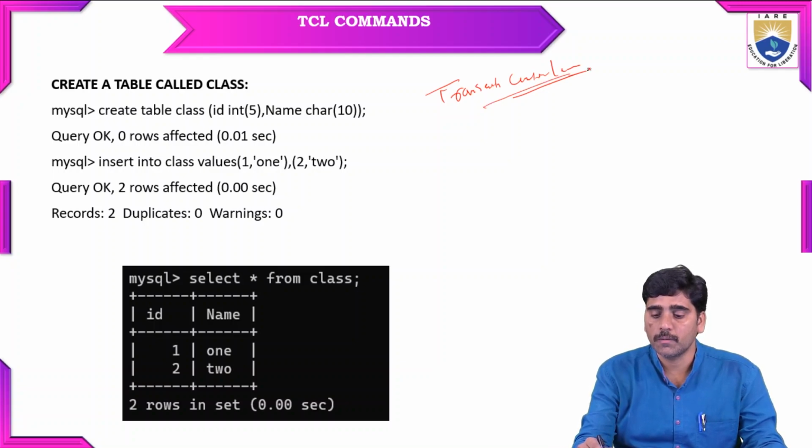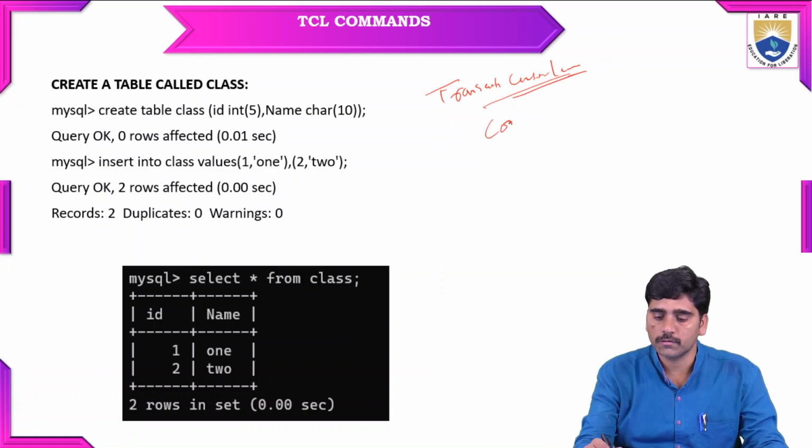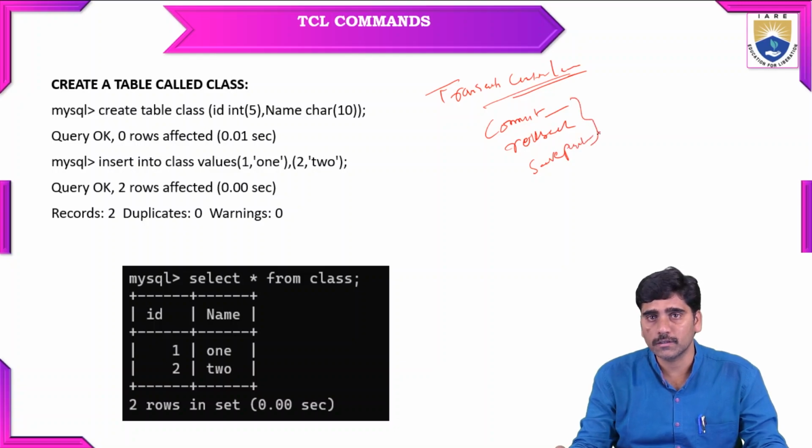So what type of commands are going to control the transactions? Means we can have the commands like what? A commit operation, a rollback operation and a save point operation. These three, we can call them transactional commands.